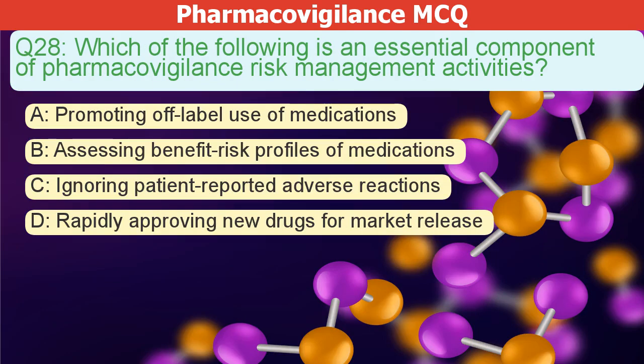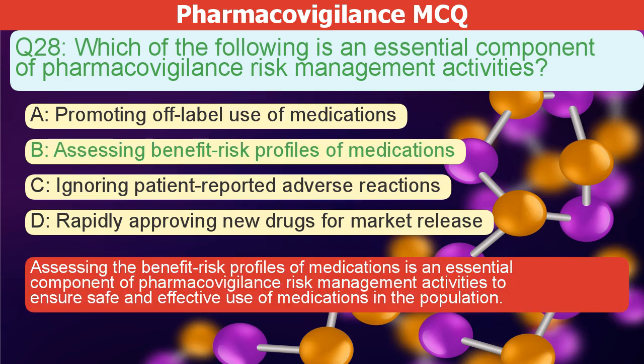Which of the following is an essential component of pharmacovigilance risk management activities? A. Promoting off-label use of medications. B. Assessing benefit-risk profiles of medications. C. Ignoring patient-reported adverse reactions. D. Rapidly approving new drugs for market release. The correct answer is B. Assessing the benefit-risk profiles of medications is an essential component of pharmacovigilance risk management activities to ensure safe and effective use of medications in the population.